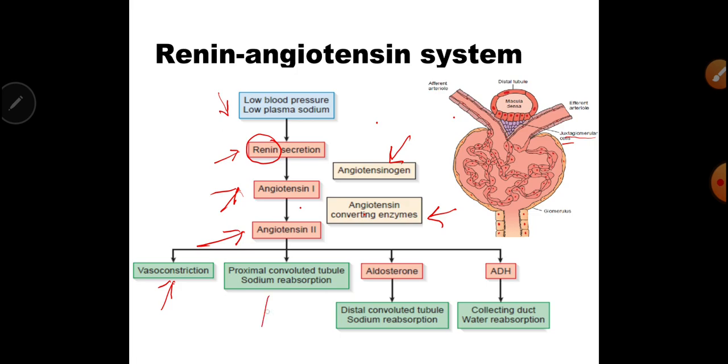Also, it will be responsible for proximal tubule sodium reabsorption. Another function of angiotensin 2 is the production of aldosterone hormone. Also, some studies say that angiotensin 2 also stimulates the production of ADH hormone. So aldosterone and ADH hormones will control the electrolyte balance. They will control the blood volume, and this will prevent the drop in the blood volume and control the blood pressure in the kidney.